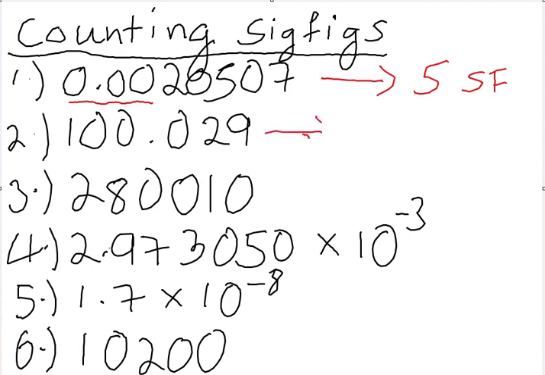Alright, now next number, 100.029. How many sig figs do we have here? The zeros we have here are sandwiched between non-zero numbers. Hence, they are not leading or the other kind, trailing. So these are zeros that are significant. So we have 1, 2, 3, 4, 5, 6 significant figures. Next number.